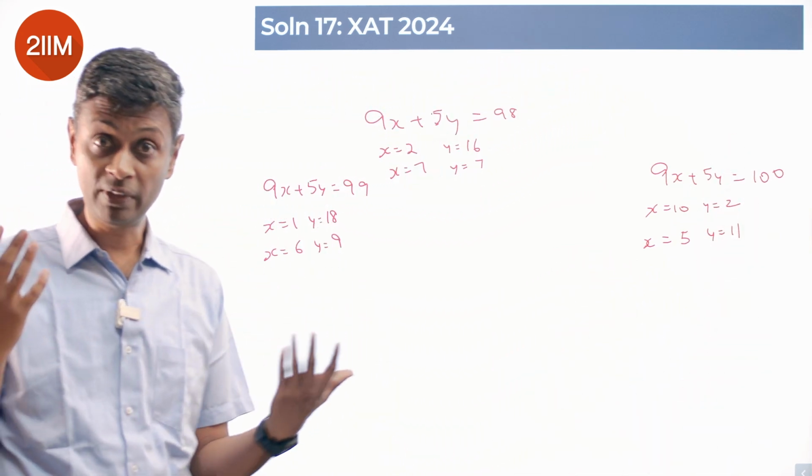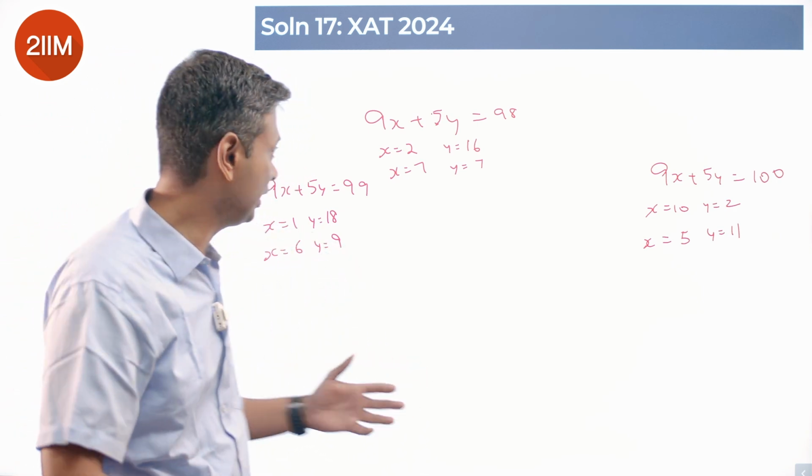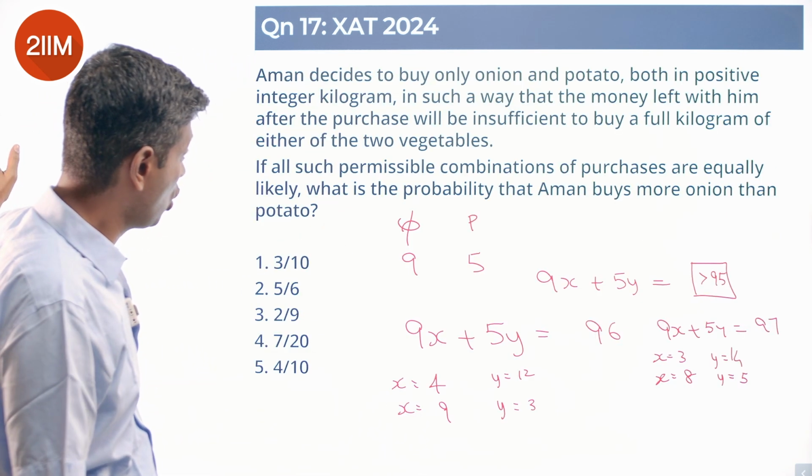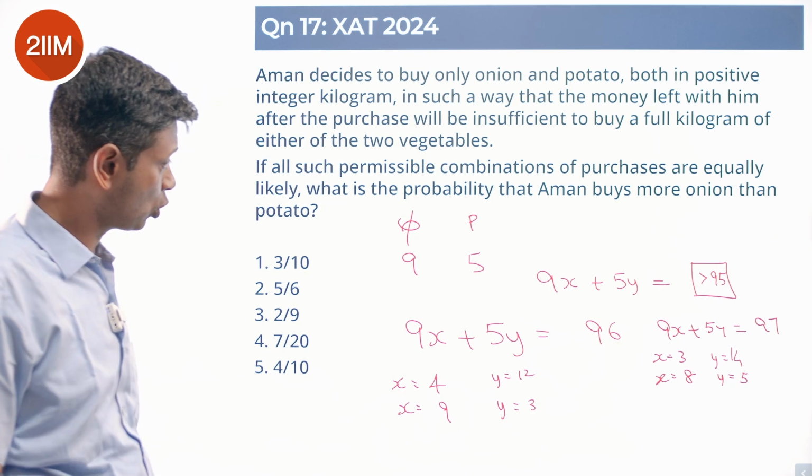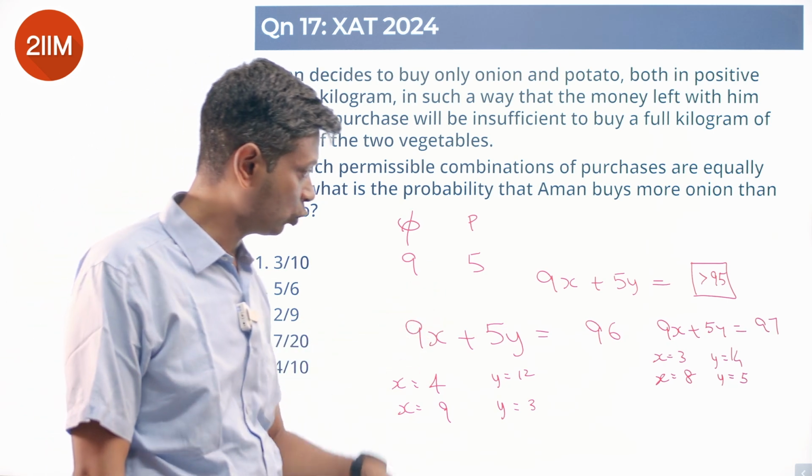All of these are possible values. We're told all of them are equally likely. Then what does the question say? What is the probability that Aman buys more onion than potato? More onion than potato. Onion is x, potato is y.